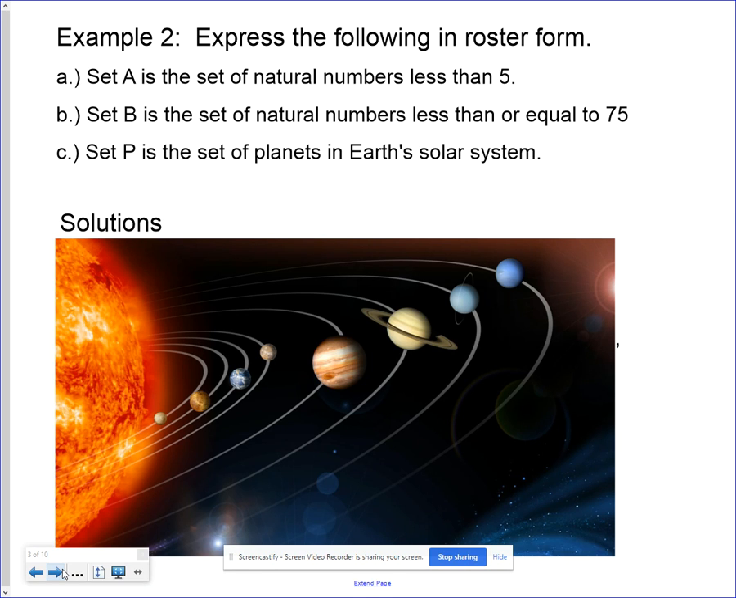All right, example 2 here. Express the following in roster form. Set A is a set of natural numbers less than 5. Set B is a set of natural numbers less than or equal to 75. And then set P is a set of planets in the Earth's solar system. I want you to take a few minutes to think about what these sets would look like in roster form. Remember, roster form is when you list out all the members or elements of that set.